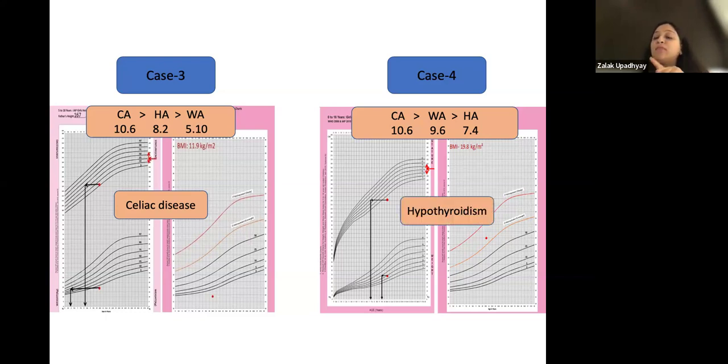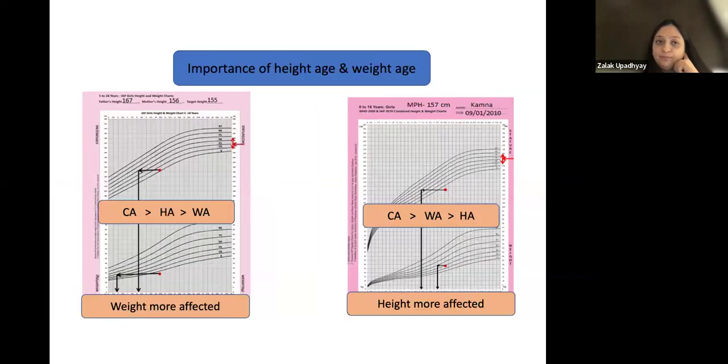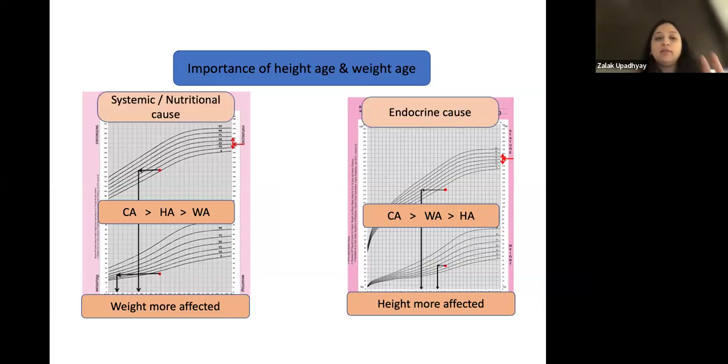And when we talk about height age being more affected than weight age, then think of an endocrine cause. Here they had lethargy, constipation, poor appetite again. So, rule out hypothyroidism. So, this is the importance of height age and weight age. When weight is more affected, maybe a nutritional cause or chronic systemic illness like malabsorption, celiac, chronic anemia, anything. When height is more affected than weight, the endocrine cause needs to be ruled out. Fine?